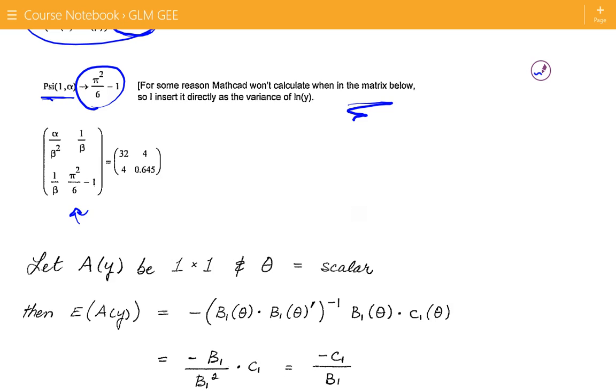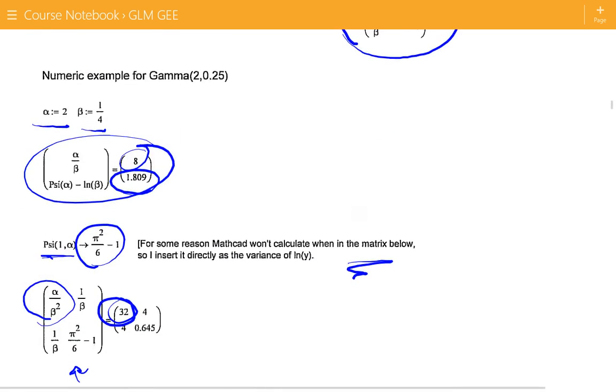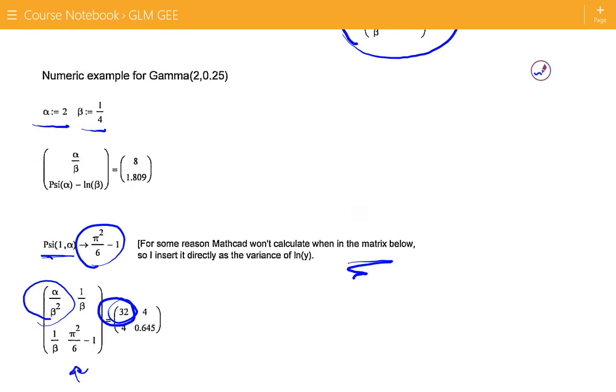And now we've got our alpha over beta 2, 1 over alpha, and we end up with a variance of 32. We end up with a variance of 0.64 for the log y, and the covariance of that. The main one of interest, of course, is for y, so we've got our 32, and up here, the main one of interest was our 8.